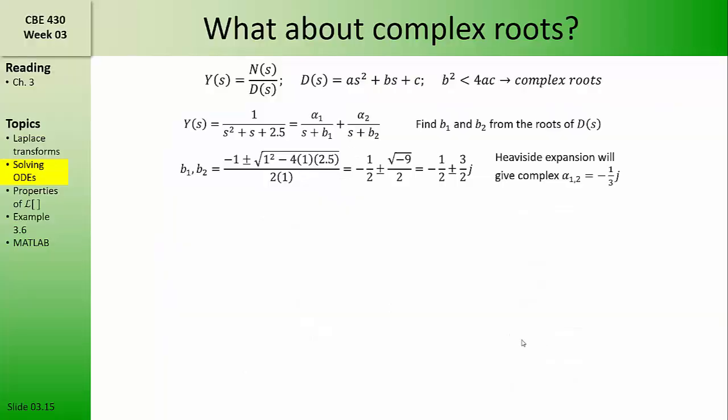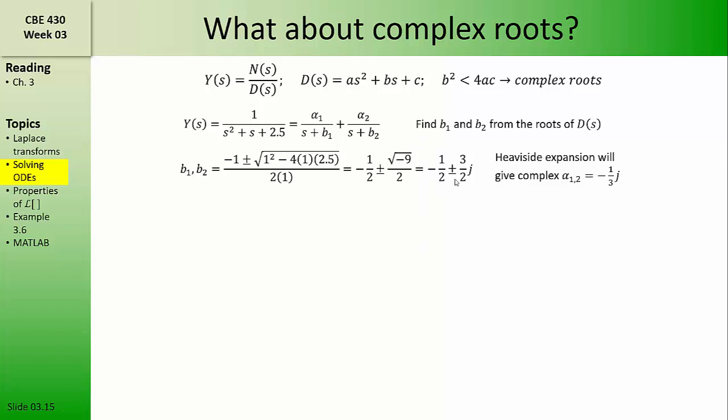The Laplace domain expression for y of s may have complex roots in the denominator polynomial. If this denominator polynomial is quadratic with the coefficient b squared less than 4ac, then the roots of this denominator polynomial will be a complex conjugate pair. For example, for 1 over s squared plus s plus 2.5, the values of b1 and b2 are minus 1/2 plus and minus 3/2 j.